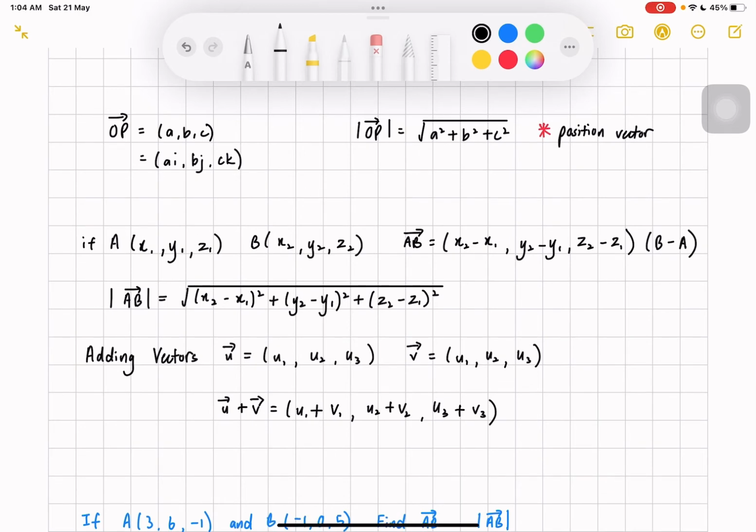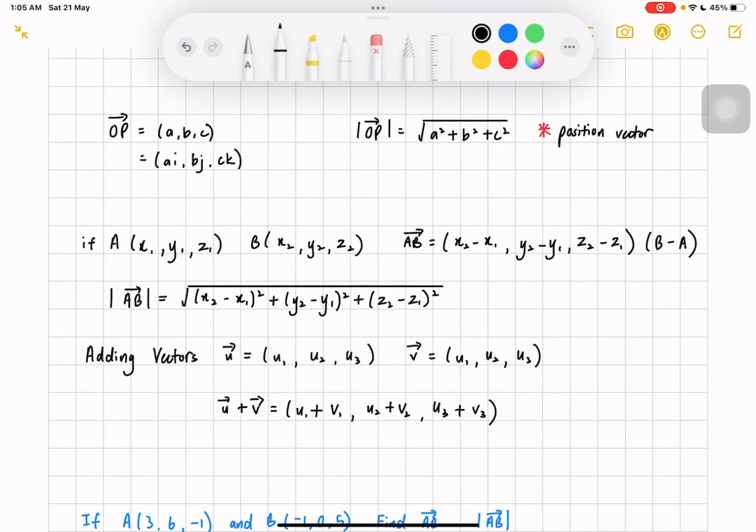Or of course we can write them in the standard basis vectors, which is A vector i, B vector j, and C vector k. And same as in R2, we can also find the magnitude of vectors in R3 by using the square root of the sum of A squared plus B squared plus C squared. But keep in mind, to use this formula, we must first ensure that the vector is a position vector.